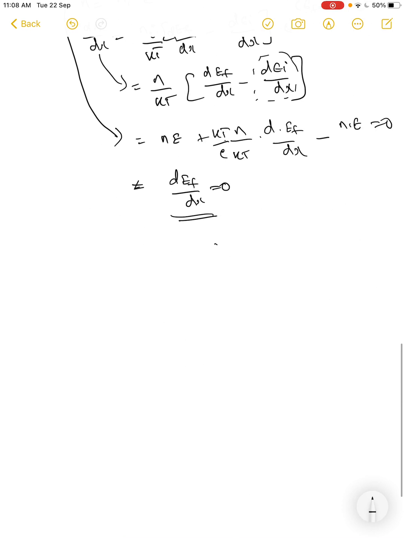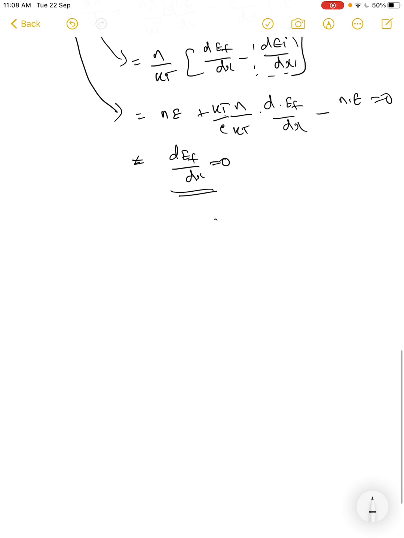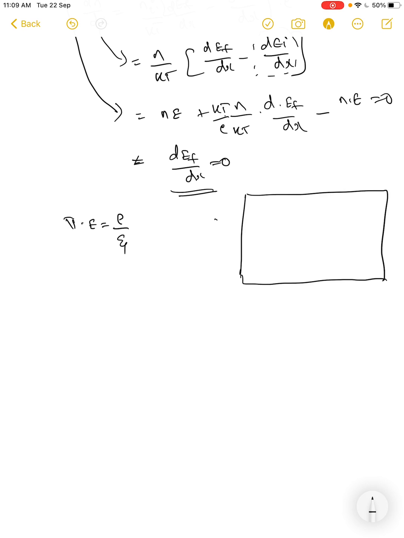How do you calculate the electric field? Let us go and do Gauss's law, or Maxwell's equation, which says del dot E is equal to rho by epsilon. Epsilon is the dielectric constant, rho is the charge density. Let us consider the material again like this. Some region, right? We don't know what it is for now.